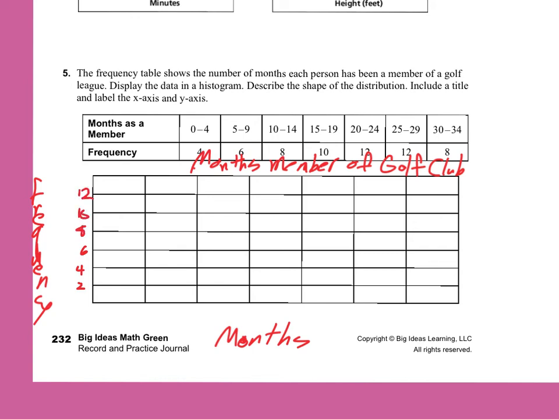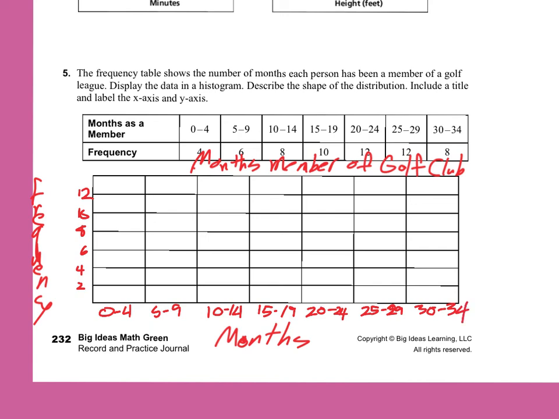And then down here, we got to make our categories. So this is a 0 to 4. This is a 5 to 9. This is a 10 to 14. Then we've got a 15 to 19. Then a 20 to 24. Then a 25 to 29. And then a 30 to 34.